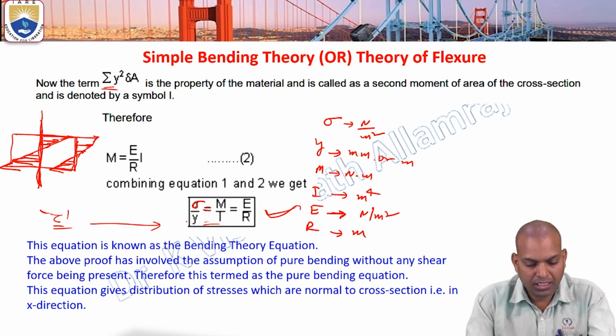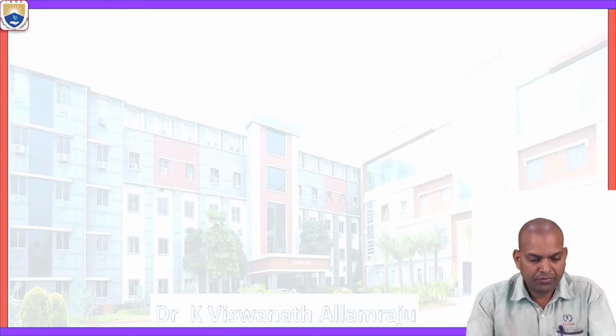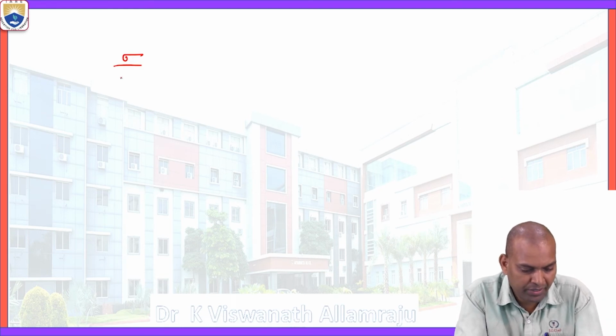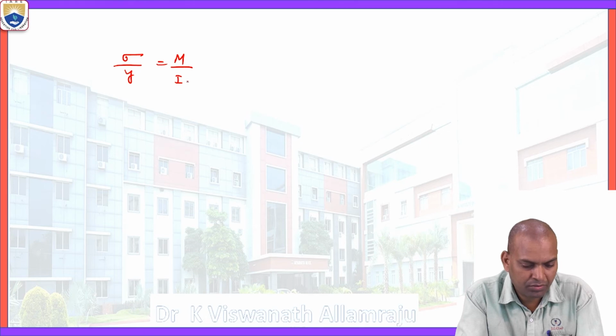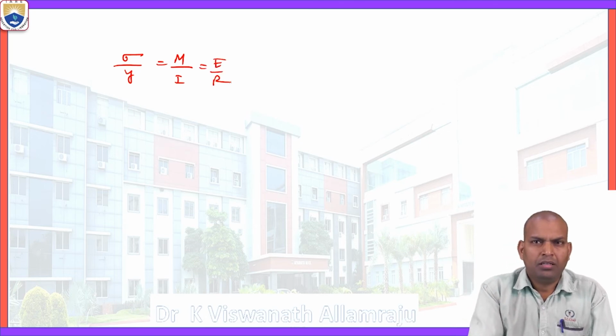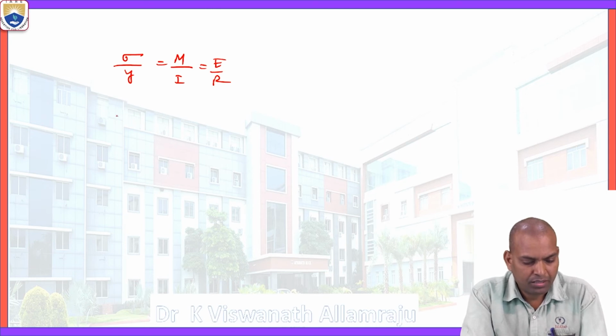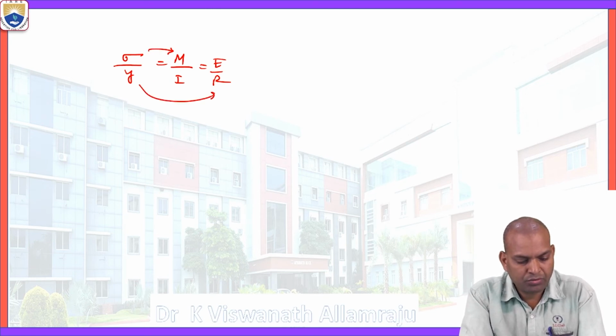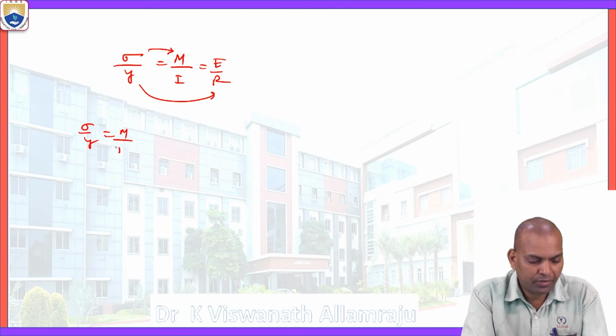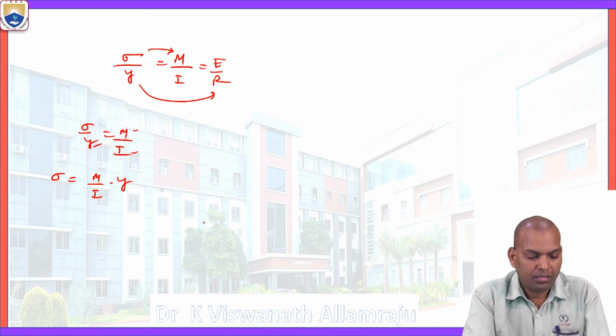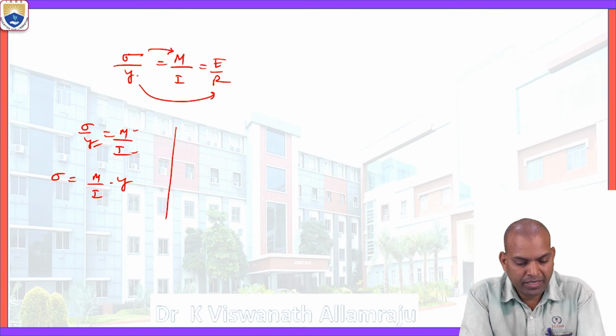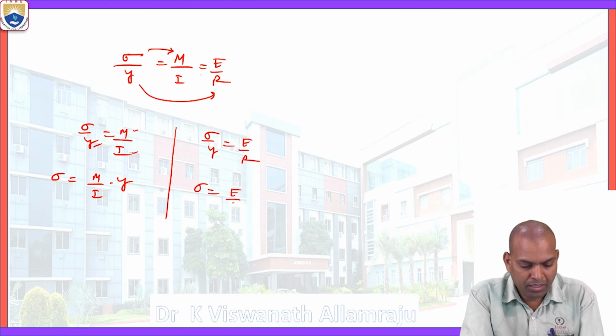Now there are certain interpretations we can make from the equation which we derived, sigma by Y equal to M by I equal to E by R. Sigma by Y, you can equate to M by I, that is sigma by Y equal to M by I. From this equation we can calculate sigma after knowing the three knowns and one unknown, that is M by I into Y. Next, if we equate the sigma by Y and E by R terms, sigma by Y equal to E by R, now sigma equal to E by R into Y.